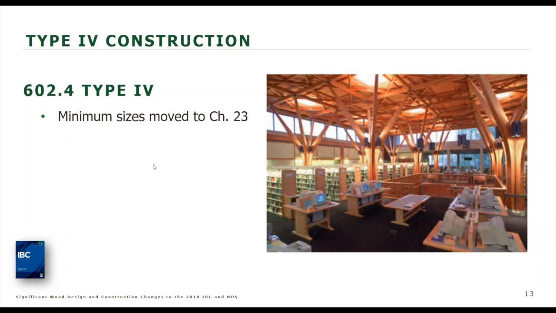Now, those minimum requirements were in Chapter 6, and there was all kinds of information for the roof, the floors, the columns, minimum sizes. Well, now that information has been migrated to Chapter 23. So I highlighted this in the beginning of the presentation where some tables were moved. These are the tables that were moved to Chapter 23.